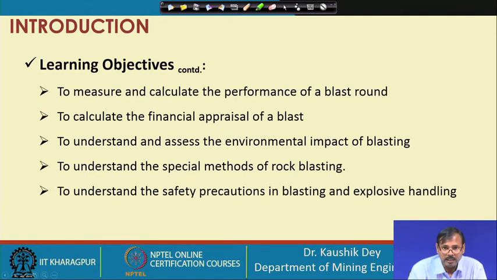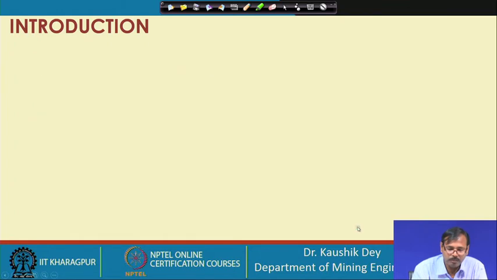And the last but very important, the safety precaution requirements in the blasting and in the explosive handling. This is essentially required because the explosive is a huge source of energy, and an immature release of that may lead to any type of fatality.